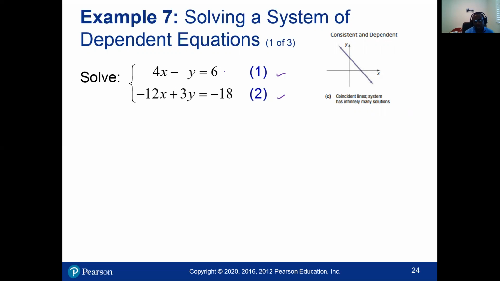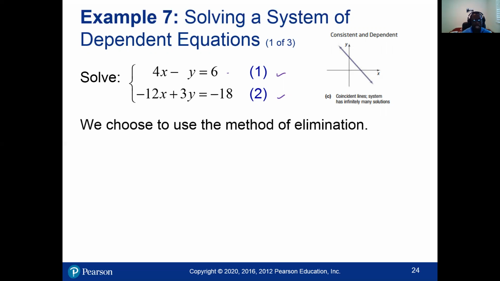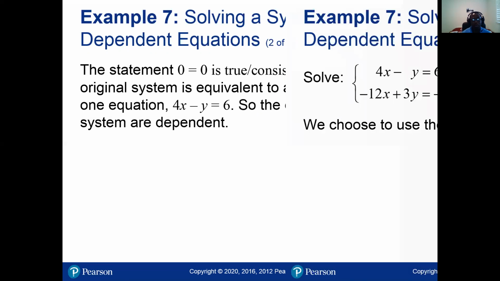When you multiply equation 1 by -3, you get -12x plus 3y equal to -18. So technically, as you see, equation 2 is a non-zero multiple of equation 1. Once you see this, you can say that this is a dependent system. In other words, it's the same equation 1, but we are getting another equation by a multiple of that. So we choose the elimination method to solve this.